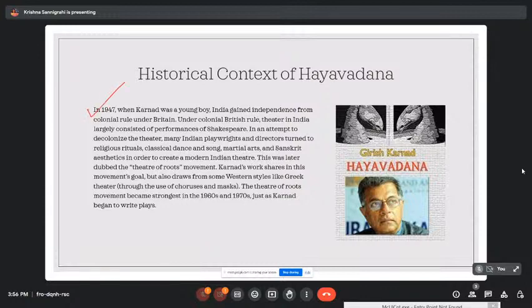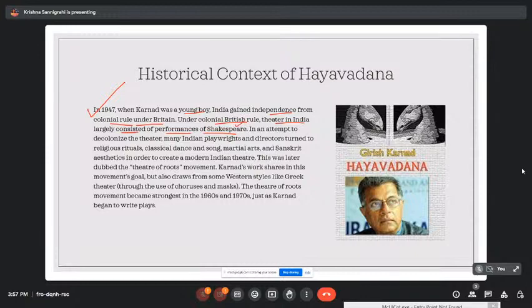So in 1947, when Karnad was a young boy, India gained independence from colonial rule under Britain. Under colonial British rule, theatre in India largely consisted of performances of Shakespeare. Because we can understand that Shakespeare is the most prominent dramatist, and his plays are the ultimate idea of how an English play should look.